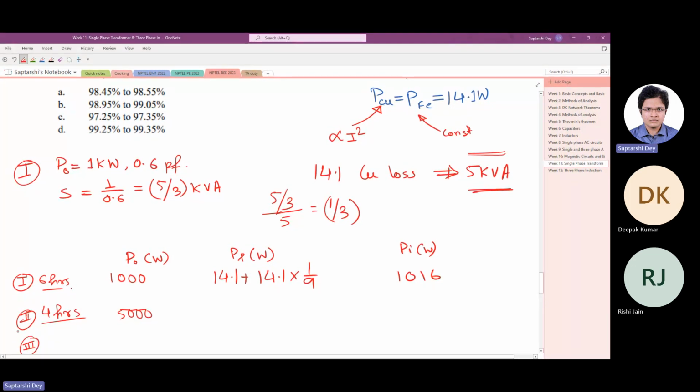The current is decided by the kVA, not by the kilowatt. Since now the kVA is 1/3, the current is also 1/3.